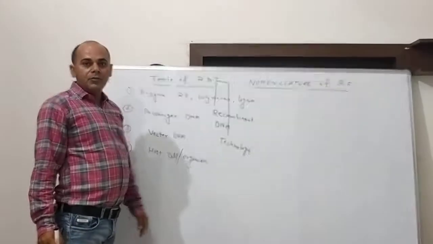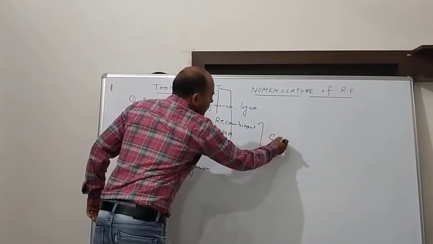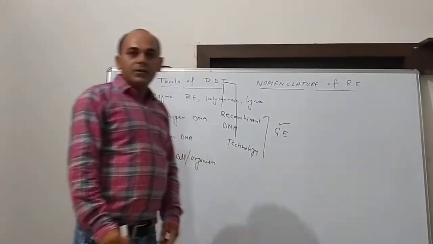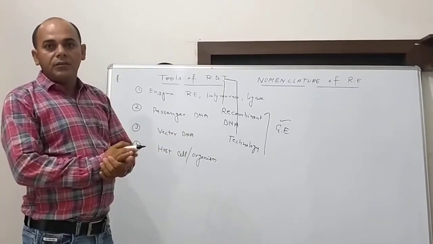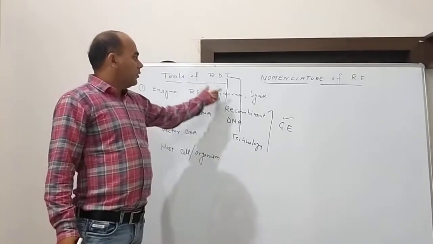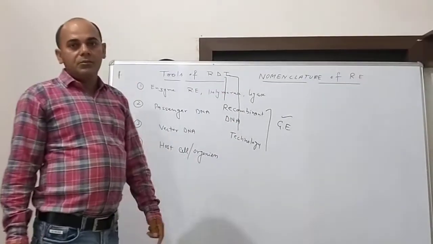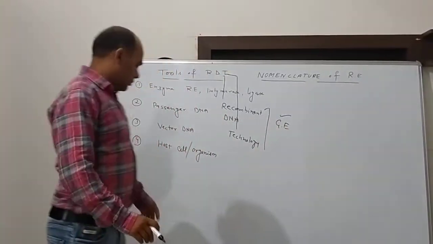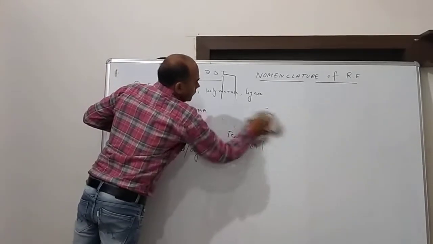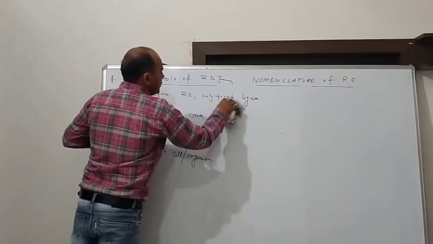Another name of R.D.T is G.E. This is called genetic engineering. E stands for engineering. So it is another word which can be used for R.D.T. In short, recombinant DNA technology is called R.D.T. It is also known by another name, genetic engineering. So let me discuss the various tools which are used in R.D.T., or you can say genetic engineering.